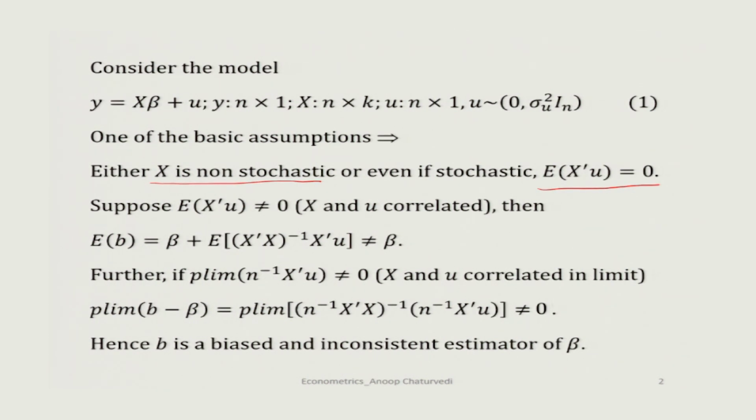Now, suppose expectation of X transpose u is not equal to 0, meaning X and u are correlated with each other. Then we observe that expectation of b is equal to beta plus expectation of (X transpose X) inverse X transpose u, and since expectation of X transpose u is not equal to 0, expectation of b is not equal to beta. So, b is a biased estimator of beta.